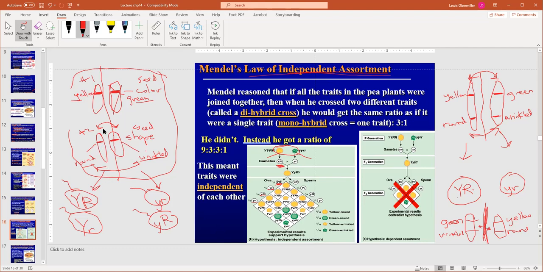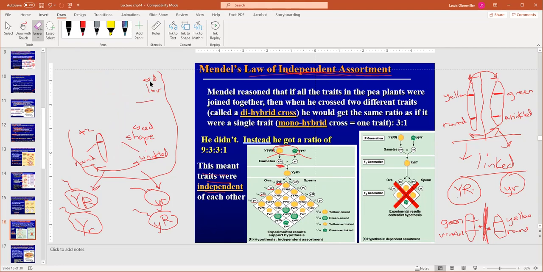Because there are different chromosomes here, we can make all four gametes, but this cannot make all four gametes. So independent assortment only, these only assort independently if they're on different chromosomes. If they're on the same chromosome, we call them linked. And things get weird when things are on the same chromosome. All right. So independent assortment means that traits assort independently. And so we can go through this Punnett square, and then I'll just draw it out, and then we'll wrap this up.